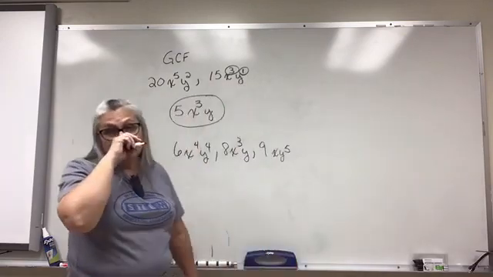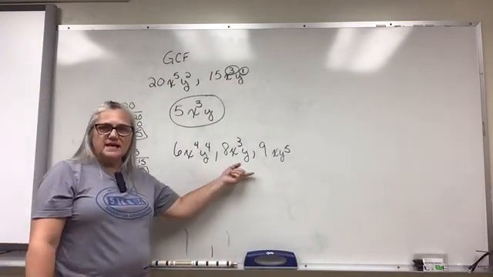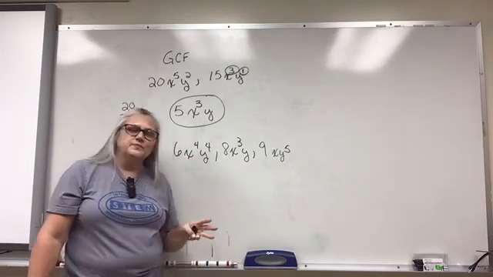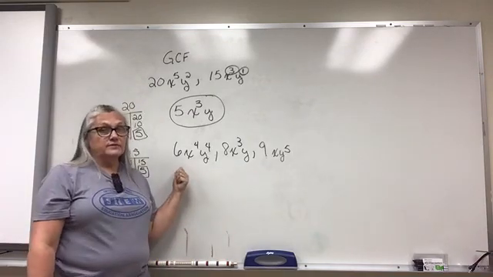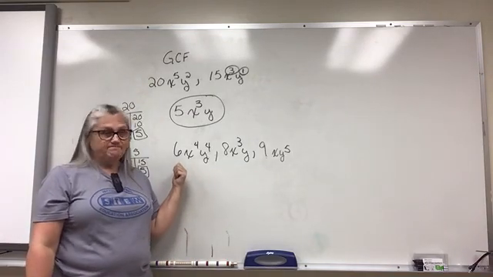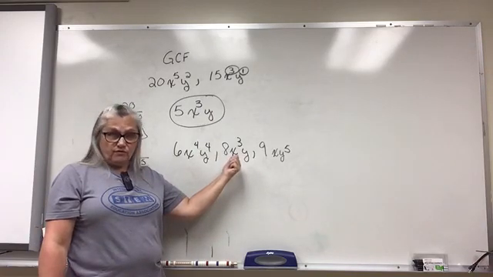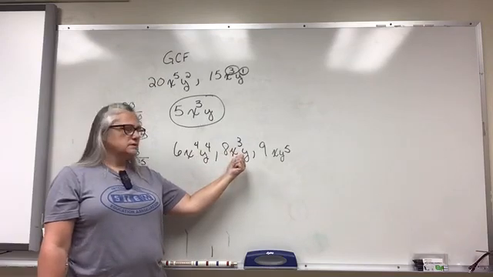So let's look at the numbers. Is there a common factor between 6, 8, and 9? It has to be all three. So it has to be common to all terms. Well, I have 6, 1, and 2, and 3. I have 8 and 1, 2, and 4. So I've got a 2 common between these.